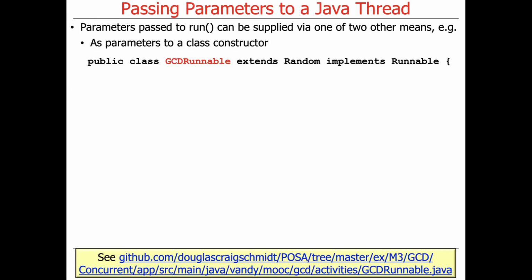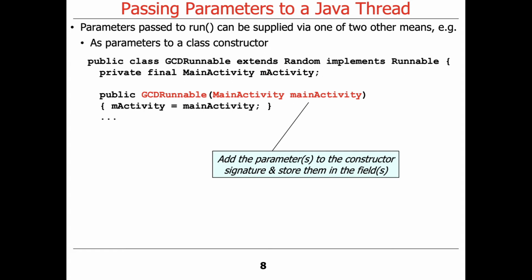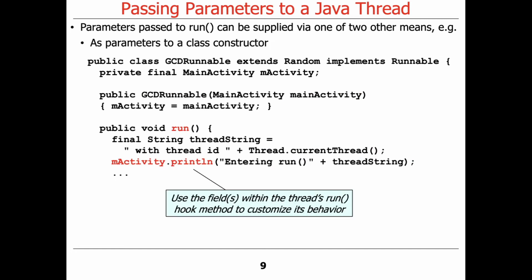One way is to pass parameters as the arguments to a class constructor. So we kind of saw this in the GCDRunnable example we looked at before, where we extend Random and implement Runnable. And then we're going to have a field called mActivity of type MainActivity, and we're going to have a constructor of the GCDRunnable class that takes the MainActivity and stashes it away. And then in the run hook method, you can see here, when we want to access the parameter that was passed, we access the field corresponding to the parameter that was passed and stashed away in the field via the constructor.